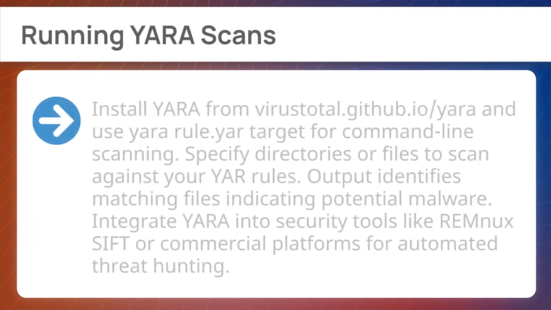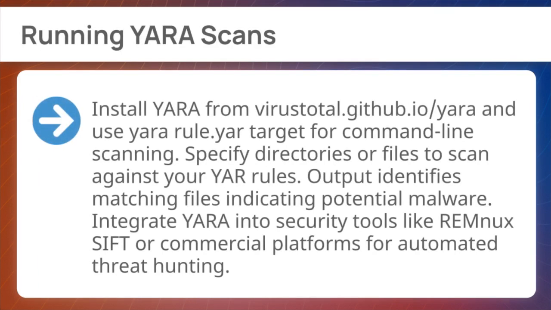Next, running YARA scans. Install YARA from virustotal.github.io/YARA and use yara rule.yar target for command line scanning. Specify directories or files to scan against your YAR rules. Output identifies matching files indicating potential malware. Integrate YARA into security tools like RamNux-Sift or commercial platforms for automated threat hunting.